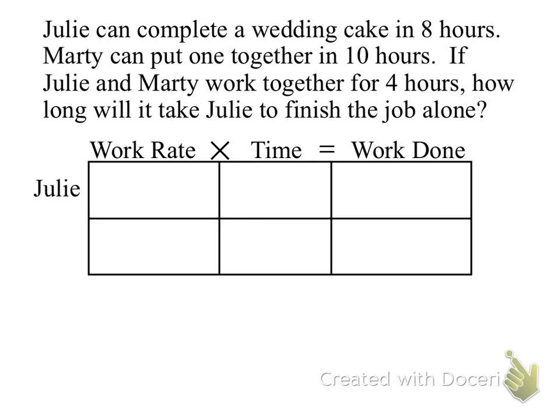Okay? And we're comparing Marty and Julie. Jan, what is Julie's work rate? 1 over 8. Good. What is Marty's work rate? Let's go, Vardon. 1 over 10. Now, let's look at the time. If Julie and Marty work together for 4 hours, how much longer will it take Julie to finish the job alone? What is the time going to look like?